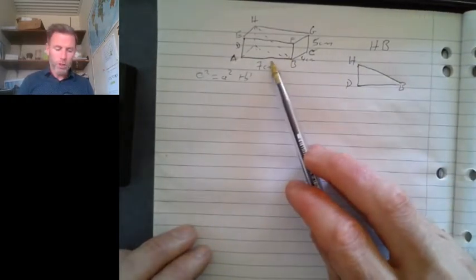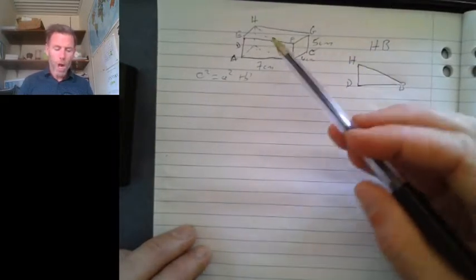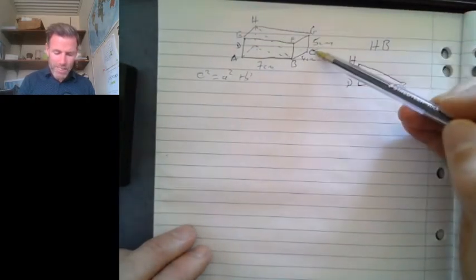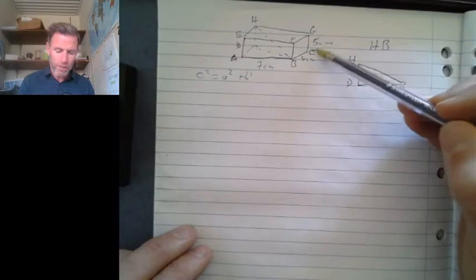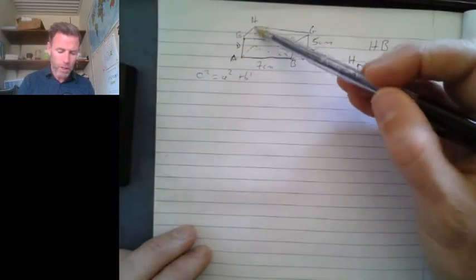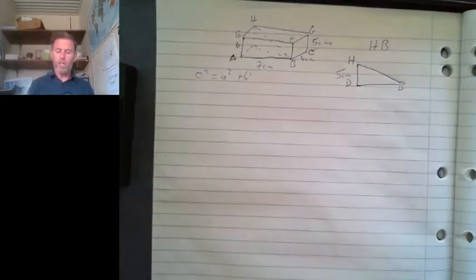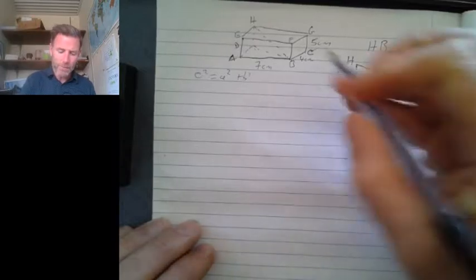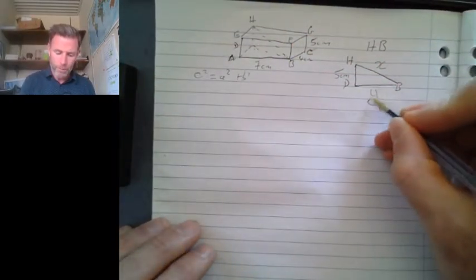So what do we know on this triangle? Do we know B to D? No, we don't. However, we do know D to H because it's the same as this side, the side of the rectangular prism. C to G is 5, therefore the height is the same, so it's 5 centimeters. Then we're going to call these unknowns. This is the one we're looking for, so we'll call that X because it's H to B. We don't know it. And we're going to call this one Y.